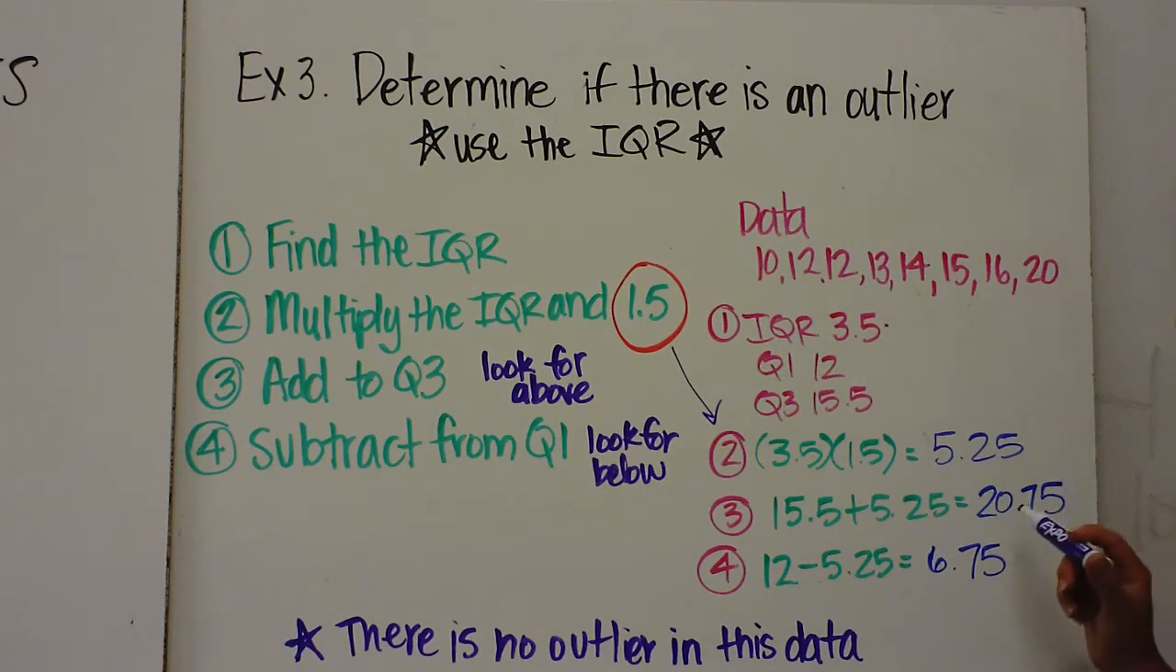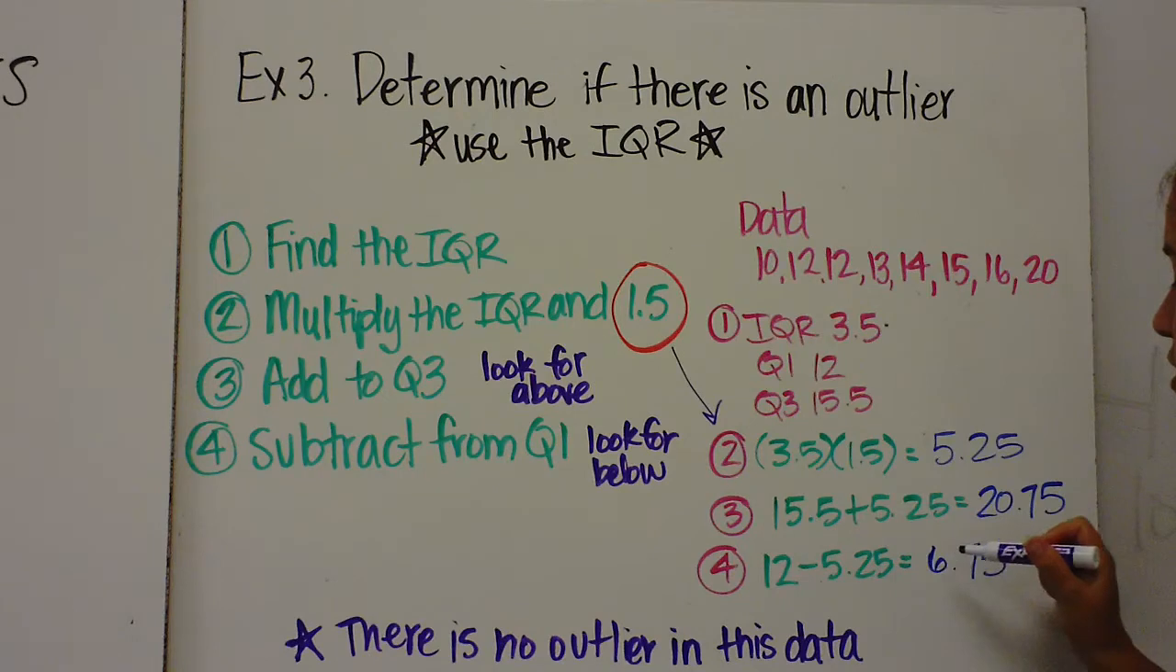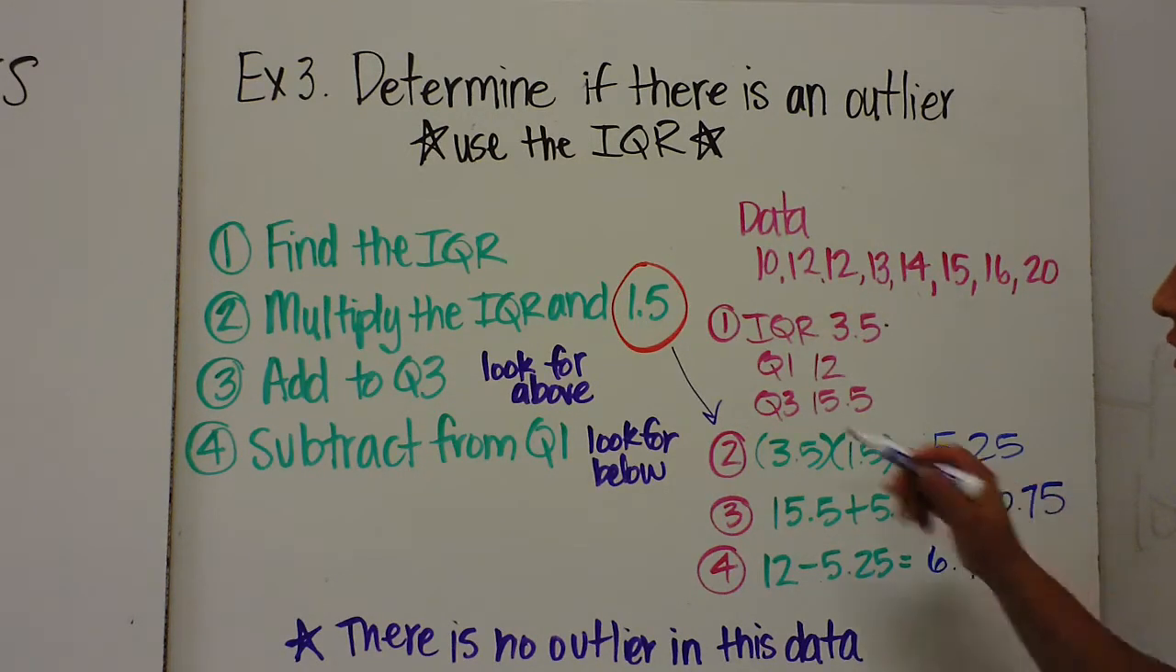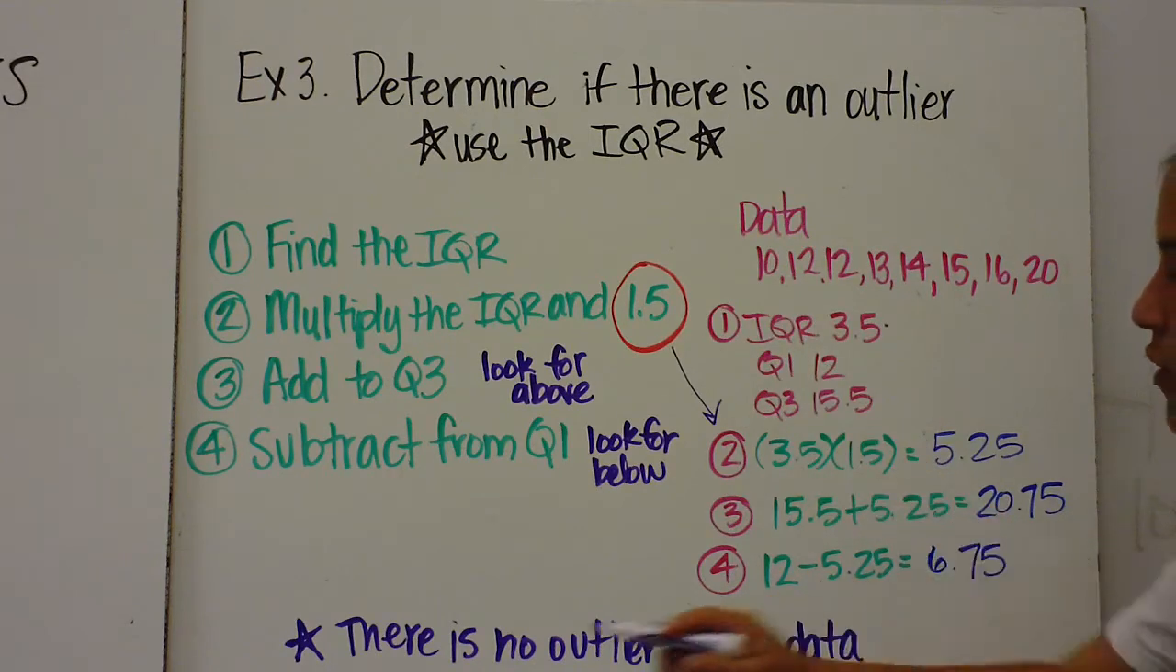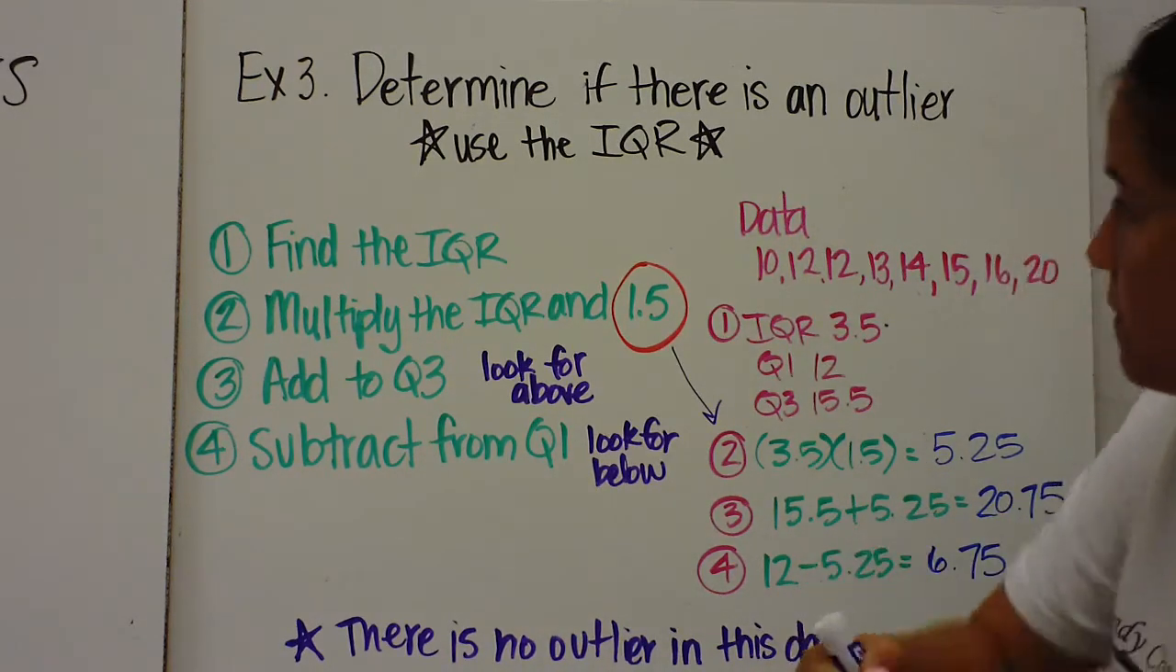Do we have any numbers above 20.75? Well, our highest number is 20, so the answer is no. Our lower value is 6.75. Do we have any numbers lower than 6.75? Our lowest number is 10, so the answer is no. Therefore, there is no outlier in this data set.